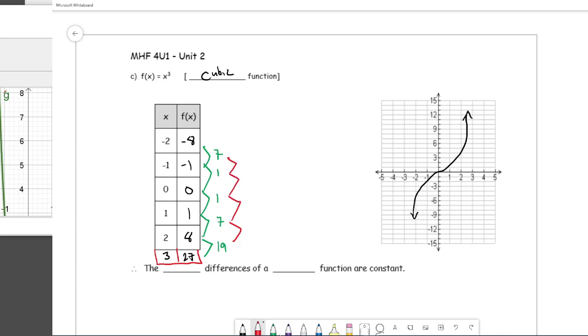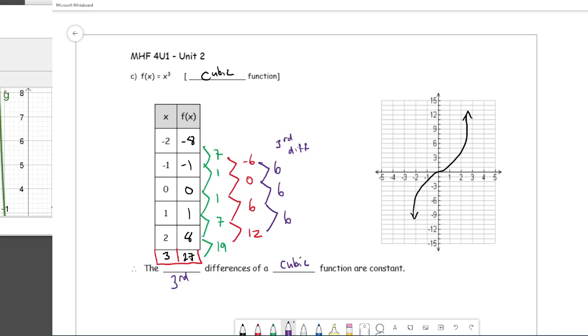19 take away 7 is 12, 7 take away 1 is 6, 1 take away 1 is 0, 1 take away 7 is negative 6. You can see those are not constant. We'll do it again. 12 take away 6 is 6, 6 take away 0 is 6, 0 take away negative 6 is also 6. And you see that here the third differences are all constant. They are all 6. So here we'll say the third differences of a cubic function are constant.